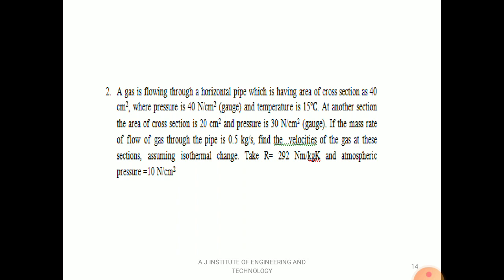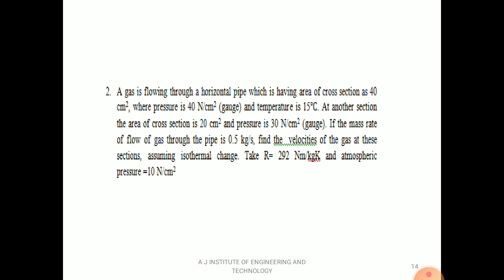And the area of cross section at state point 1 is 40 centimeter square, that is A1 equal to 40 centimeter square, and pressure is 40 Newton per centimeter square gauge. It is clearly given as gauge pressure. You have to convert to absolute pressure by adding atmospheric pressure. And temperature is 15 degrees centigrade, that is T1 equal to 15 degrees centigrade.